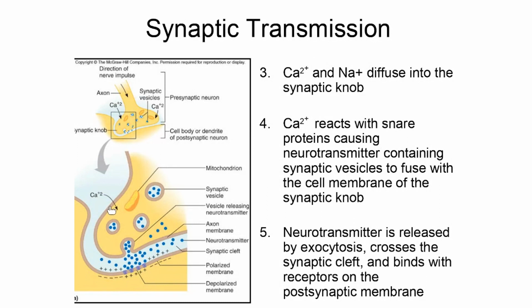And calcium's at a higher concentration outside of the cell, outside of the synaptic knob. So when calcium channels open on the synaptic knob, as this diagram is showing, we get calcium that moves into the synaptic knob. Once that calcium is inside the synaptic knob, it reacts with what are known as snare proteins, which cause these little vesicles, so these little structures that are containing the neurotransmitter, to actually fuse with the cell membrane or the plasma membrane of the synaptic knob and release that neurotransmitter by exocytosis.